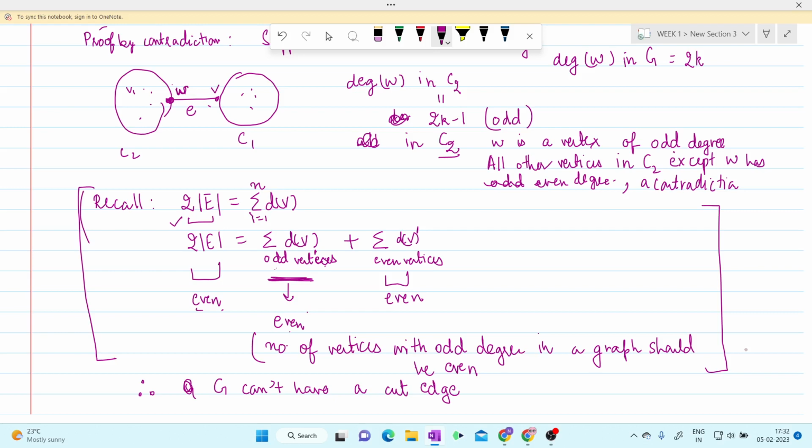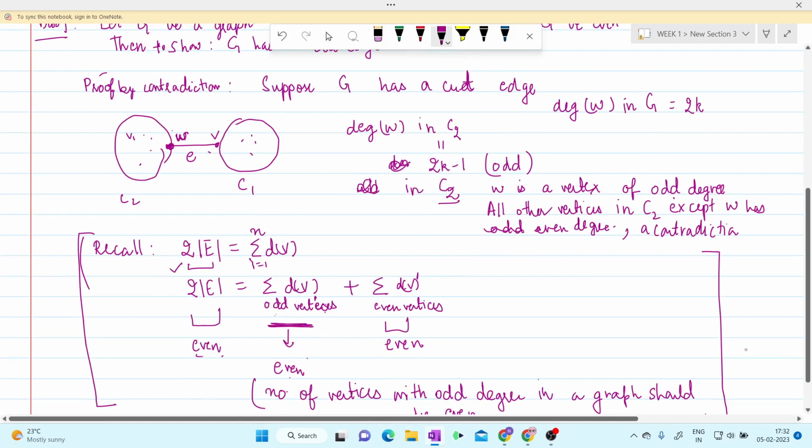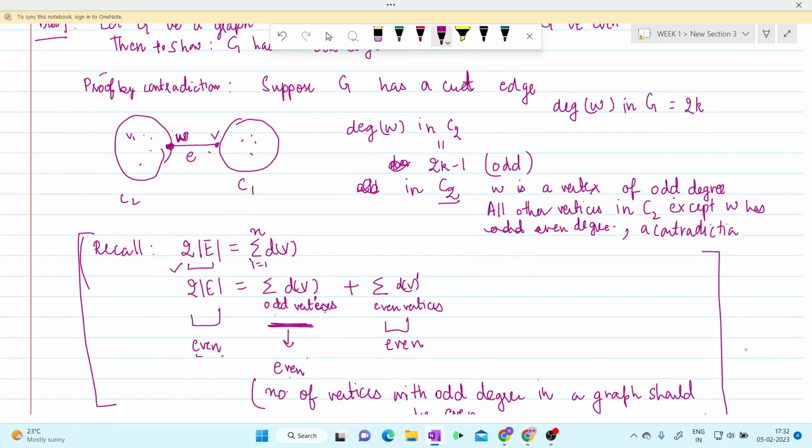Ma'am, how is it 2k minus 1? I am not getting it. Okay, C2. Yes. So see, the degree of vertex W was 2k. Now we are asking about the degree of vertex W in C2. One of the degrees is contributed by this edge E, but this edge E is not present in the subgraph C2. Therefore the degree of W in C2 will be 1 less than its original degree. So originally it was 2k, so now it will be 2k minus 1.